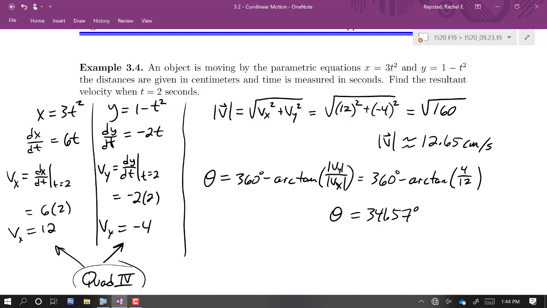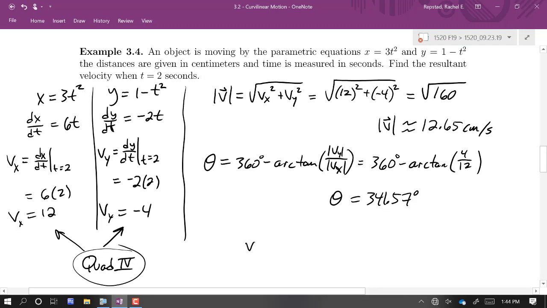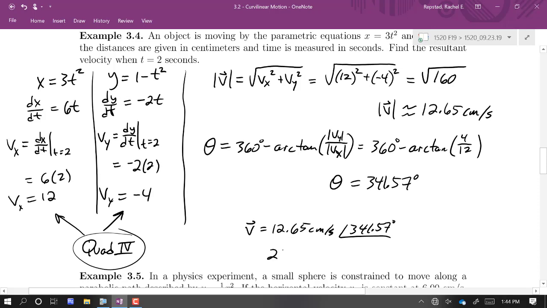And then finally, the way we state our final result is that this is 12.65 centimeters per second at an angle of 341.57 degrees, or some people like to just write it as 12.65 centimeters per second at 341.57. They're both pretty common ways to denote the direction.